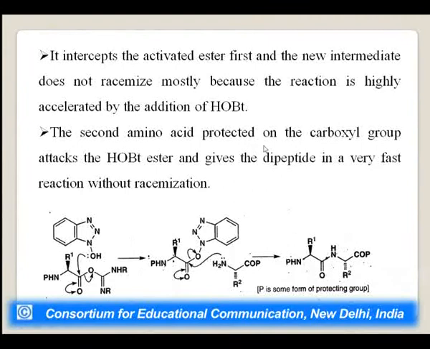The second amino group, protected on the carboxylic group, attacks the HOBT ester and gives the dipeptide in a very fast reaction without racemization. You can see how the reaction took place.